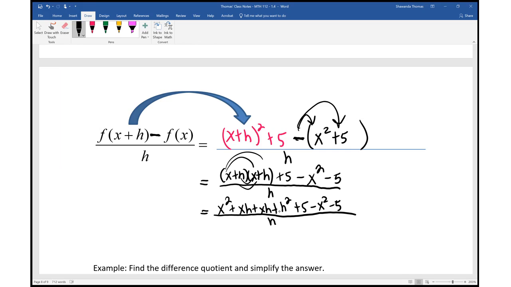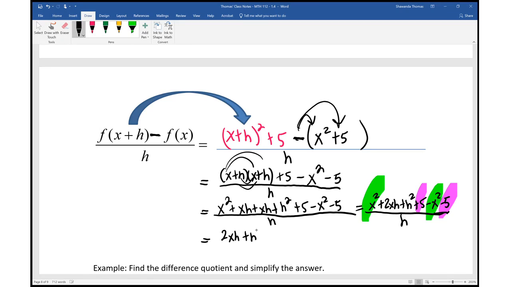Here's the fun part. We get to add our like terms and start canceling things out. So if we add our like terms, we get x squared plus 2xh plus h squared plus 5 minus x squared minus 5 over h. Let's cancel out these 5's, right? What about those x squareds? Cancel out the x squareds. So now we are left with 2xh plus h squared over h.